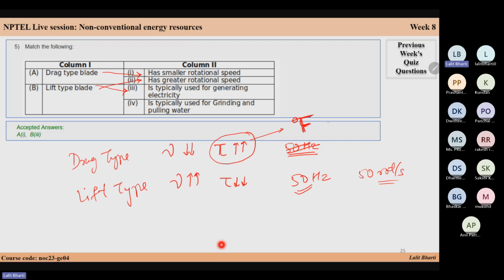High force means you can pull water, or do heavy work, let's say moving one heavy mass from here to there, or grinding or pulling water, whatever the high torque activities are, you can easily do with the drag type of blades. So this is a basic comparison of velocities, torques and their different applications for drag type blade and lift type blade.